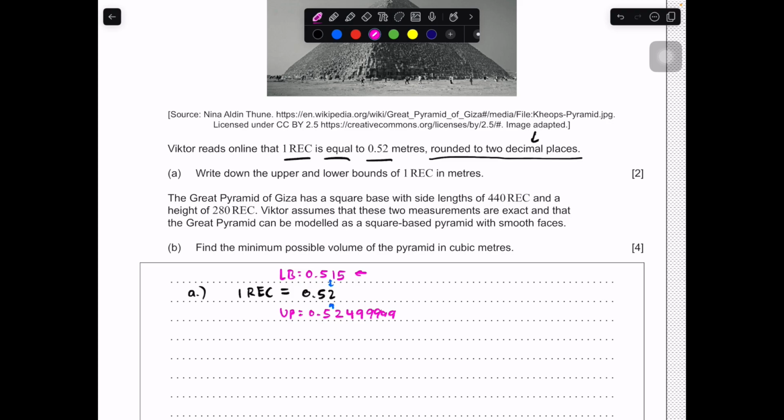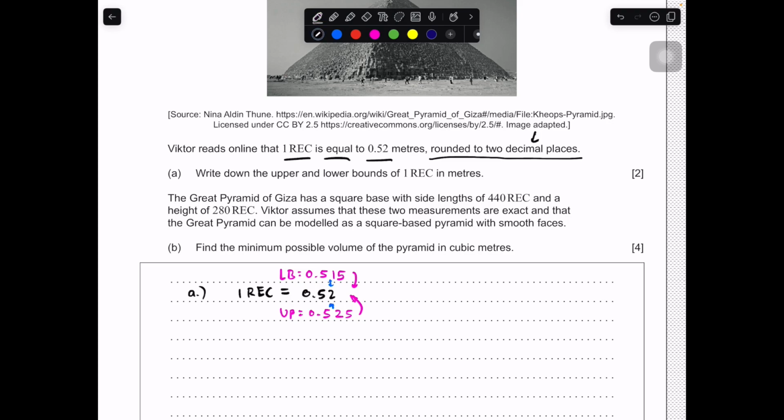And we can extend these 9s on into infinity. If it's 0.524999 all the way to infinity, essentially what we have is 0.525. So anything at 0.524999, or essentially 0.525 and less, we round down, and anything above 0.515 we round up. So write down the lower and upper bounds.